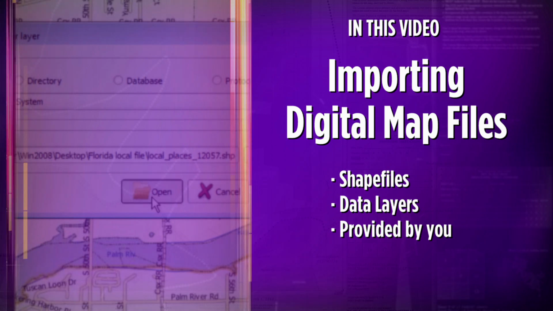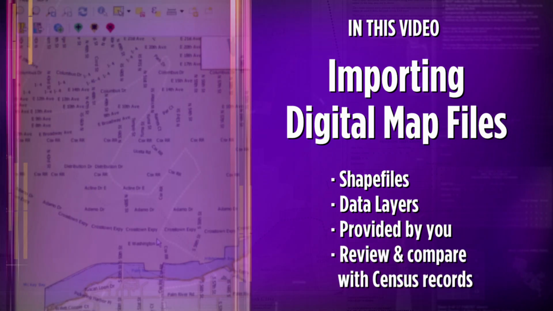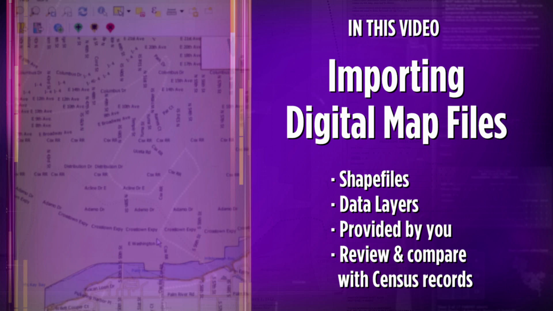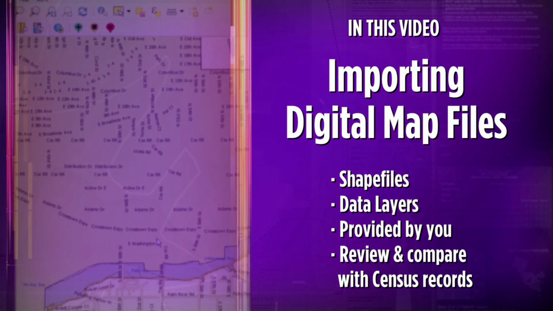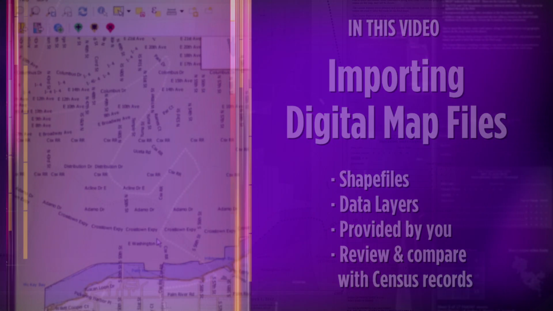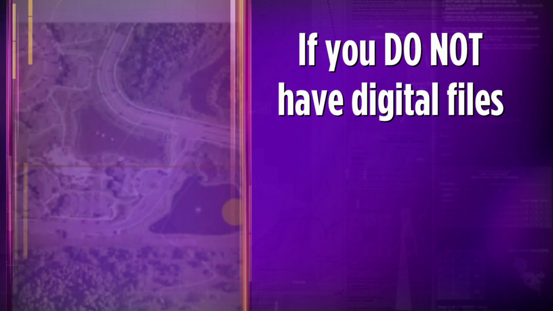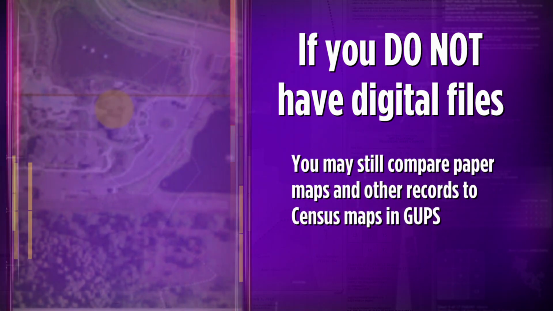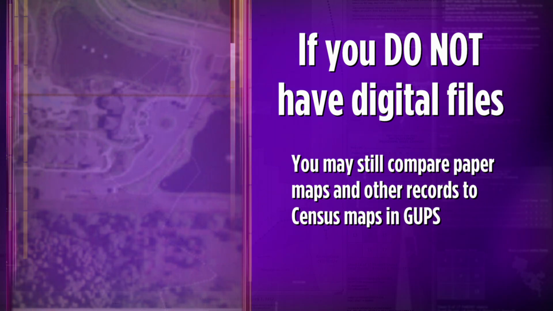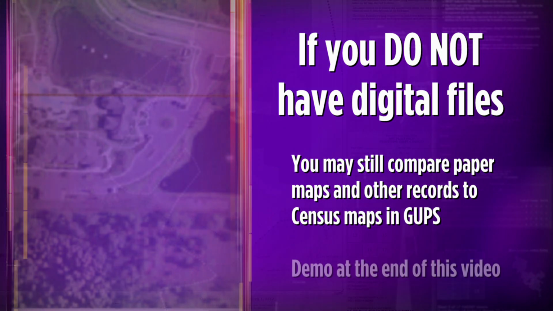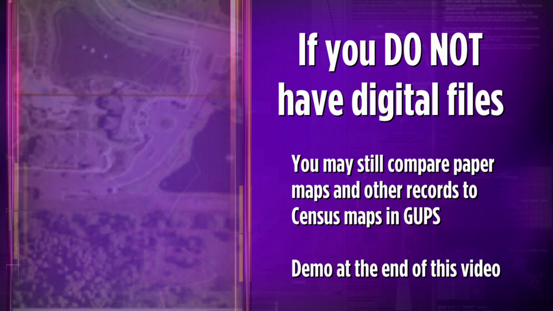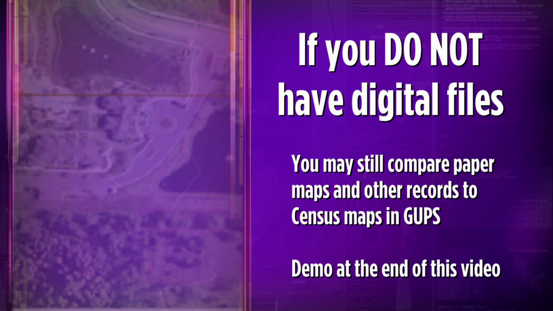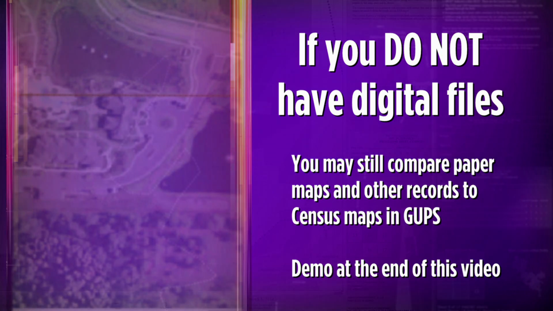While completing BAS, you can review and compare your boundary and linear feature information to the geographic map files provided by the Census Bureau. If you do not have shapefiles or digital map files, you can still compare your local geography, for example from paper maps or other records, to Census Bureau digital maps in GUPS. We will demonstrate this process along with the added function of digital map imagery at the end of this video.